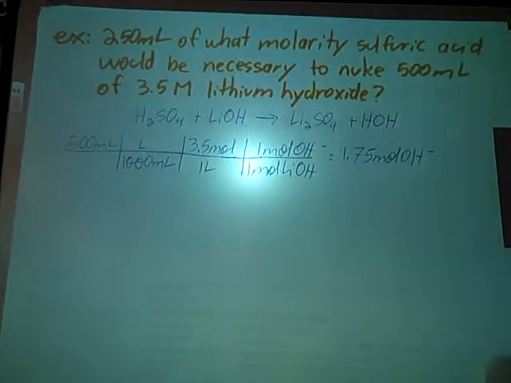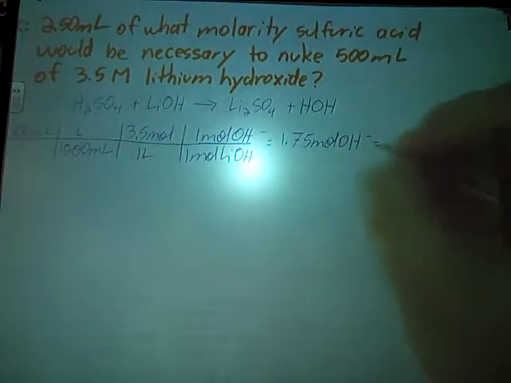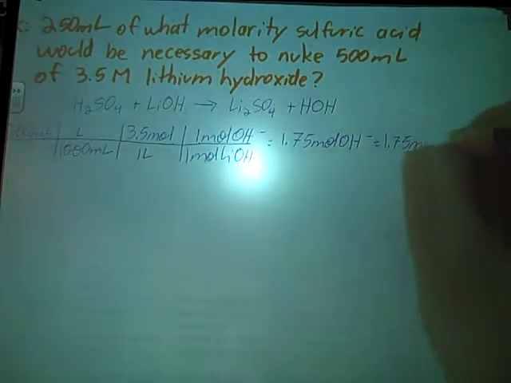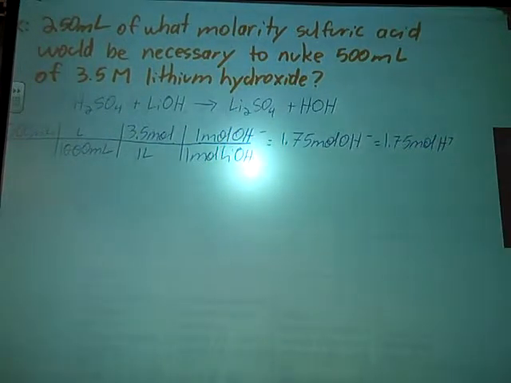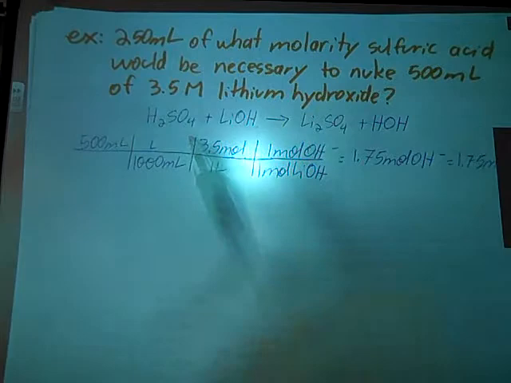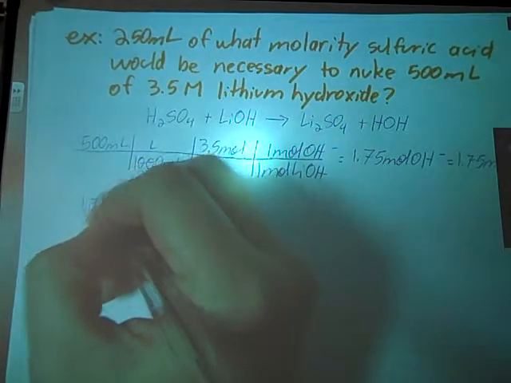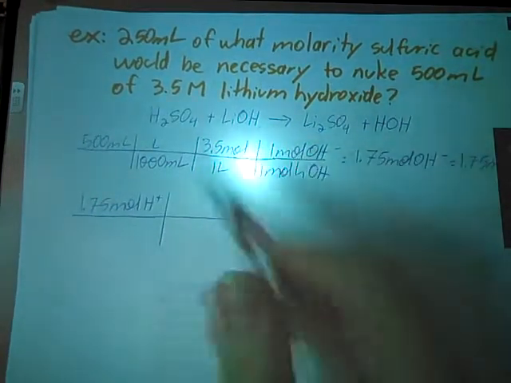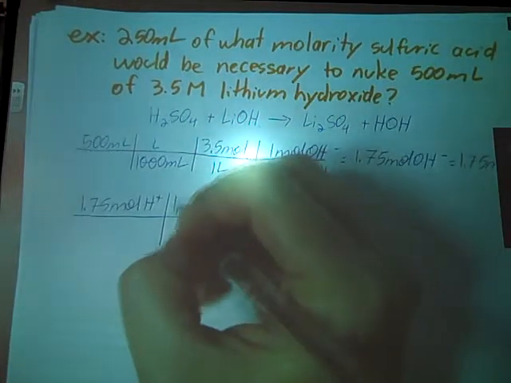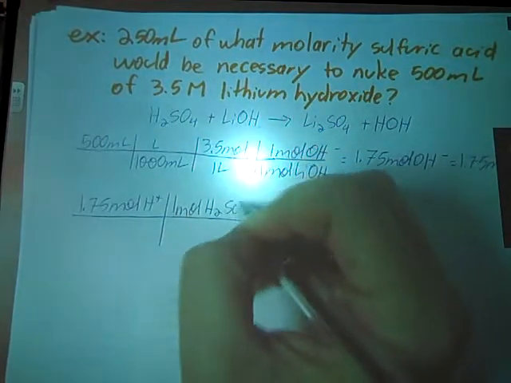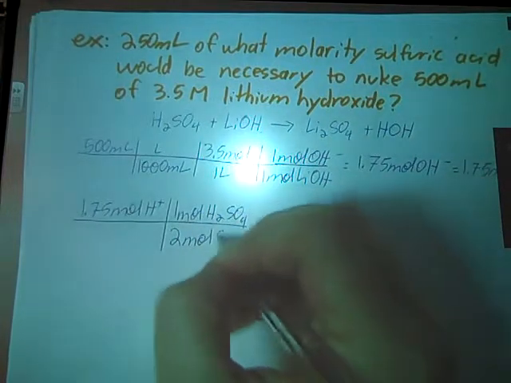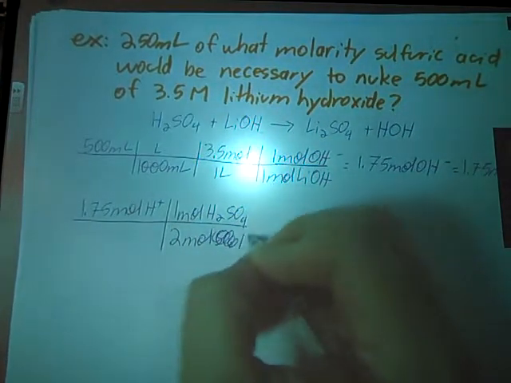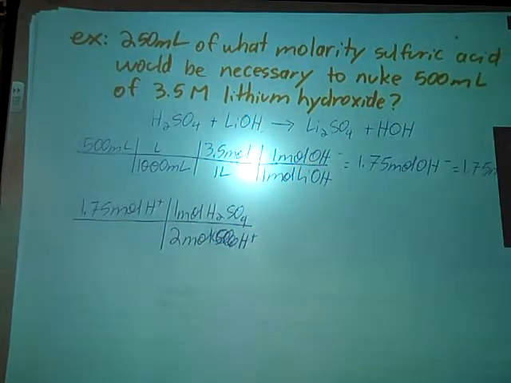Since I have 1.75 moles of OH, that means I need 1.75 moles of H+. Now the problem is I don't have H+ in a bottle. Oops. I have H2SO4 in a bottle. So first thing, let's get this to something I can actually take off the shelf. So if we look at our molecule here, per 1 mole of sulfuric acid, I get 2 moles of that, why did I write sulfate? Of that H+. Remember, it's our diprotic acid. We took off 1 H already.